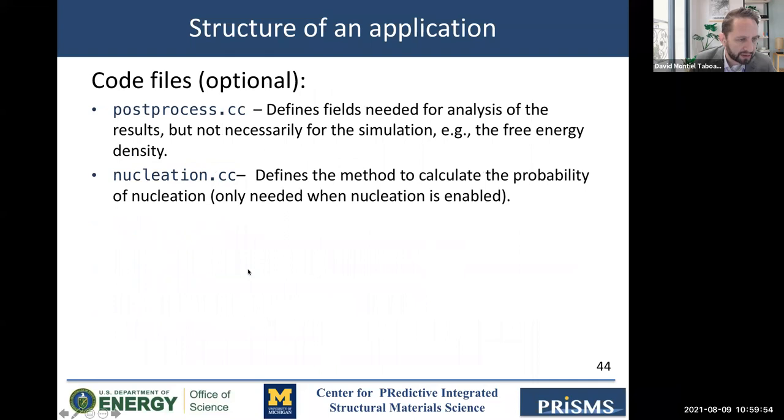And then optionally, you have a file for post-processing. If you want to do a calculation, for instance, the total free energy, or something that the code doesn't need to find a solution for but you are interested in knowing, you can define it in postprocess.cc. For instance, as I mentioned, the free energy density can be a sum of all the order parameters. You can also have the option to integrate that field. So if you want to find the total energy, for instance, and make sure that it's decreasing over time, you can do that in postprocess.cc. And then nucleation.cc, if it's present, defines the method to calculate the probability of nucleation. It is only needed when nucleation is enabled.